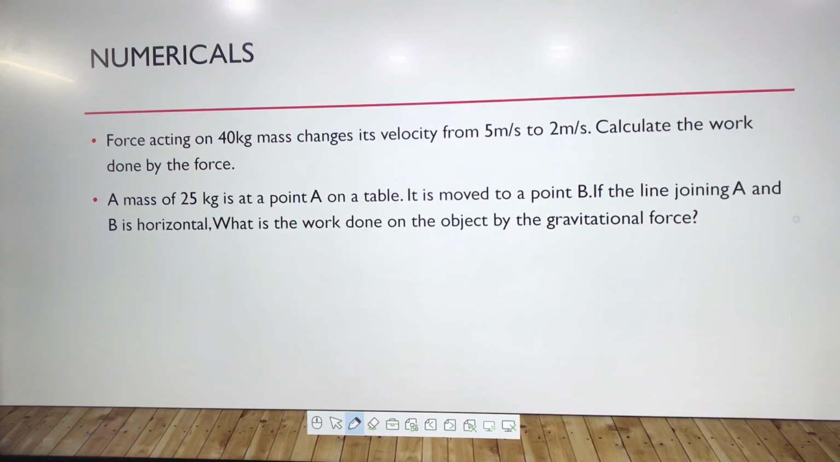Now let us proceed with the next numerical. A mass of 25 kg is at point A on a table. It is moved to point B. If the line joining A and B is horizontal, what is the work done on the object by the gravitational force? So what is given to us? A mass of 25 kg at point A on the table, moved to point B. The line joining A and B is horizontal, meaning they are on the same plane. Let us proceed with it now.